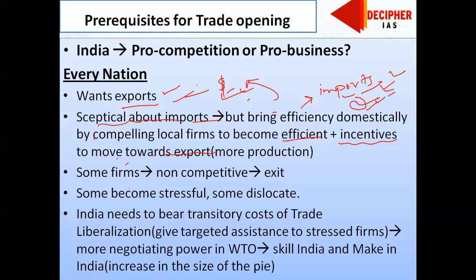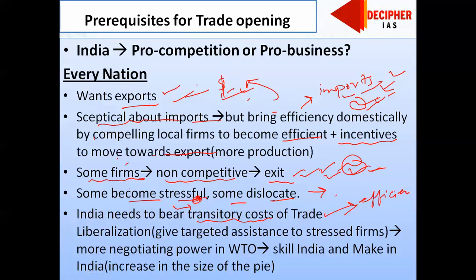Obviously, when we turn to pro competition, some non-competitive firms will exit because they were surviving on the basis of gains given by the government in the form of exemptions and subsidies. Some companies will become stressed, and they can be hand-held by the government. Some will dislocate, they will move out from India. But India needs to bear this transitory cost of trade liberalization so as to enhance the efficiency, so as to increase the production.